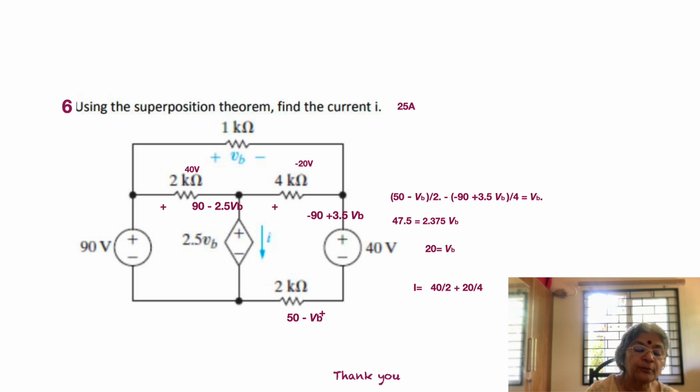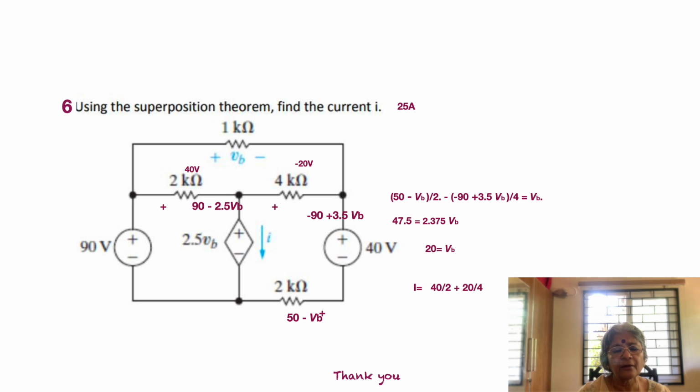So we can substitute 20 in 90 minus 2.5 VB, and we see that it's equal to 40 volts. When we substitute VB in minus 90 plus 3.5 VB, we see that it's equal to minus 20. So I, which we are supposed to find, is as simple as 40 by 2 minus 20 by 4, and that gives you the current I as equal to 25 amps.